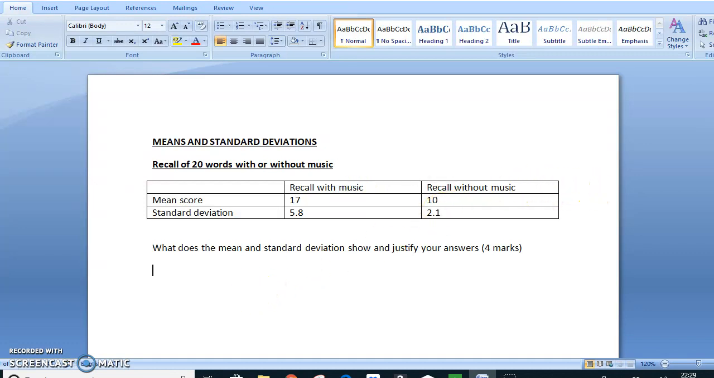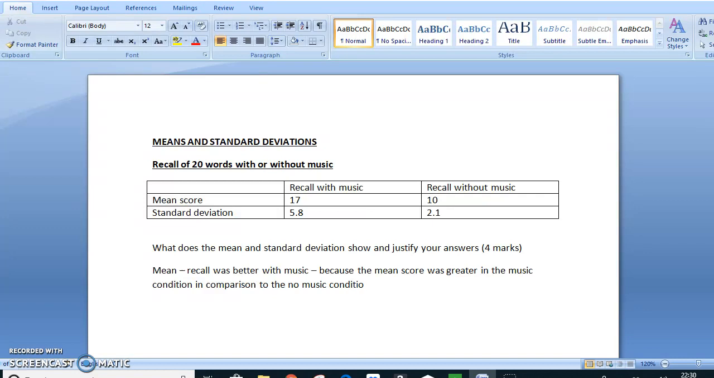So the first thing I'm going to start off with is the mean. What the mean tells us, if you look at those two figures, is that recall was better with music. The justification for that is because the mean score was greater in the music condition in comparison to the no music condition. And that really is it for that one.